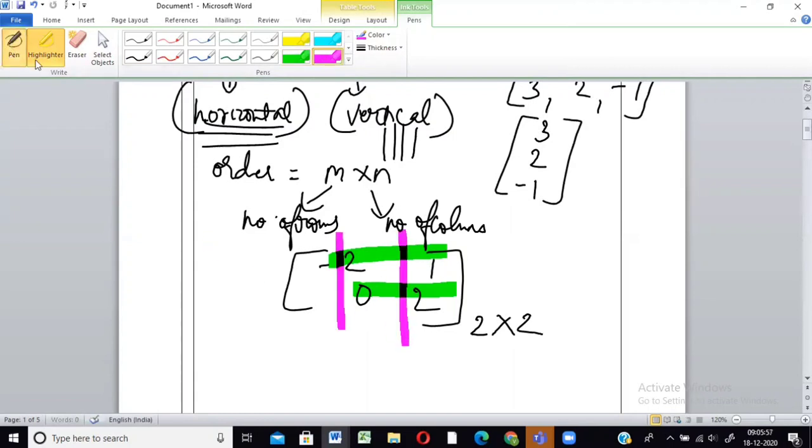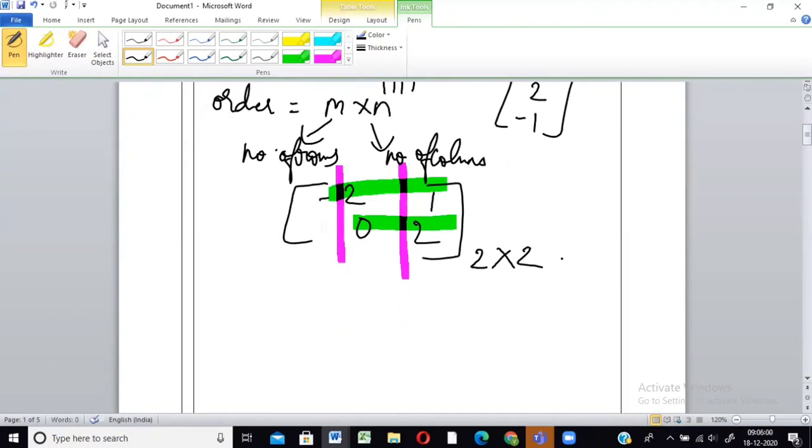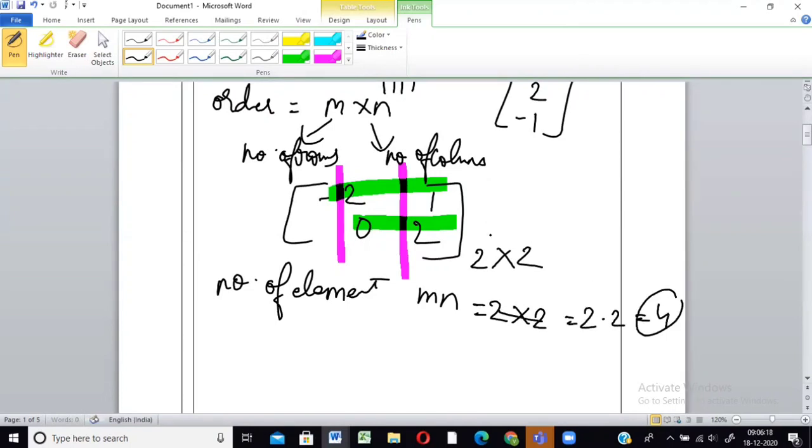Okay. So what is the order? Order is nothing but 2 cross 2, m cross n. That is nothing but number of rows by number of columns. Now, how many elements will be there in that matrix? That is nothing but m into n, the multiplication of the number of rows and the number of columns. Suppose here there are 2 rows and 2 columns. So m into n is 2 into 2, which is equal to 4. So the matrix will have 4 elements. 1, 2, 3, 4. Right? 4 elements we have.